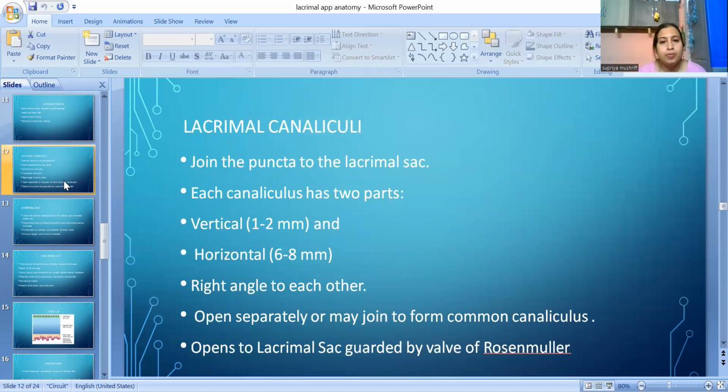Lacrimal canaliculi join the puncta to the lacrimal sac. Each canaliculus has two parts. The vertical part is 2 mm and the horizontal part is 6 to 8 mm, at right angles to each other. They open separately or may join to form a common canaliculus, which opens into the lacrimal sac, guarded by the valve of Rosenmuller.